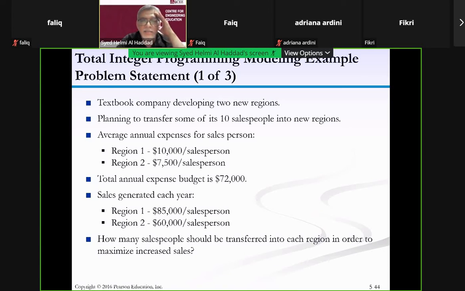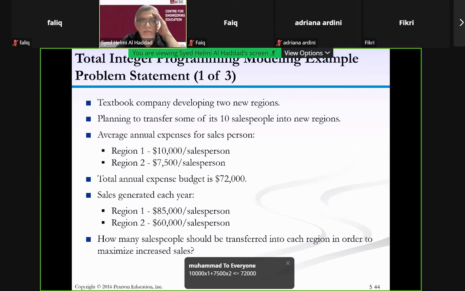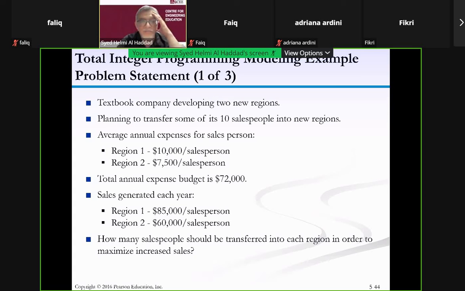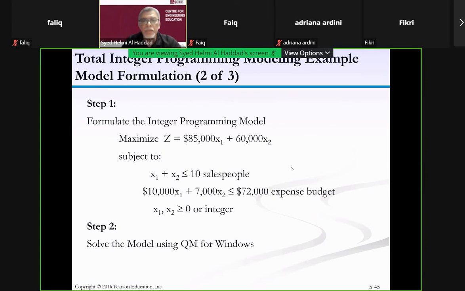10,000 X1 plus 7,500 X2 should be less than or equal to 72,000. Okay, anything else? So that's one of the constraints. Another constraint. What about the number of salesperson? X1 plus X2 should be equal to 10 or less than or equal to 10. What is it? We have 10 salesperson. So X1 and X2 should be equal to 10, right? So we have here to maximize the profit generation, right?